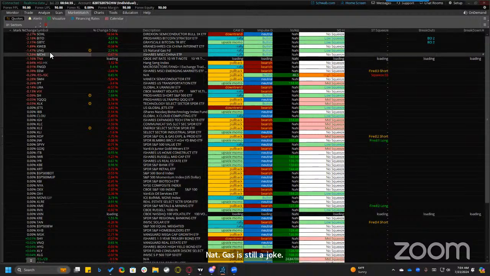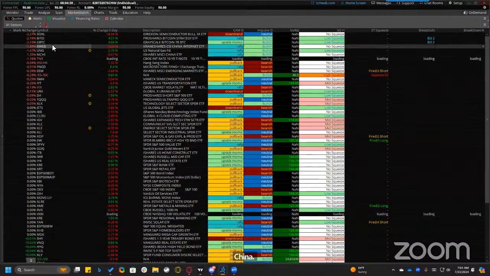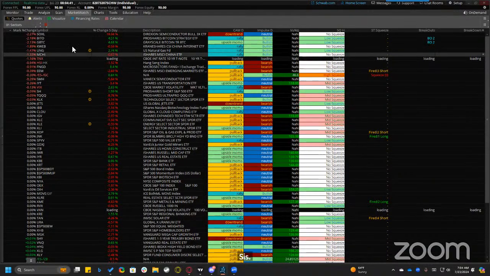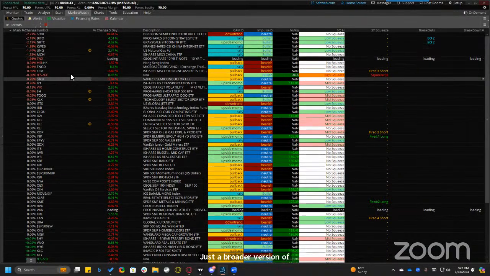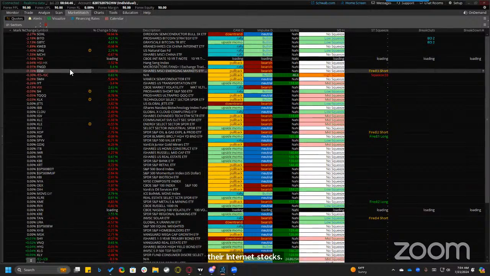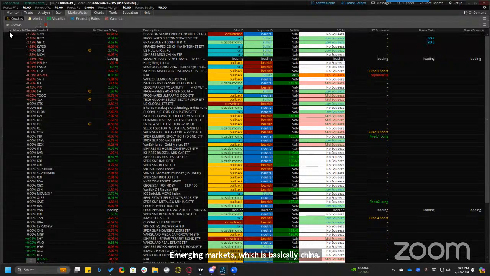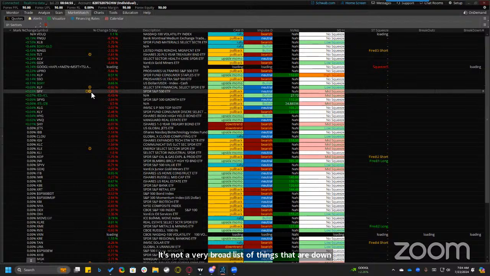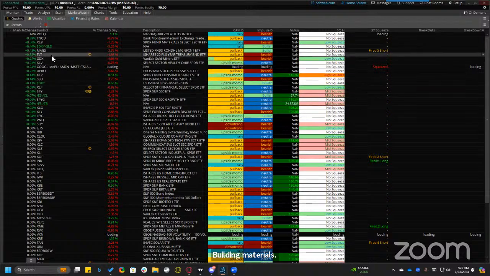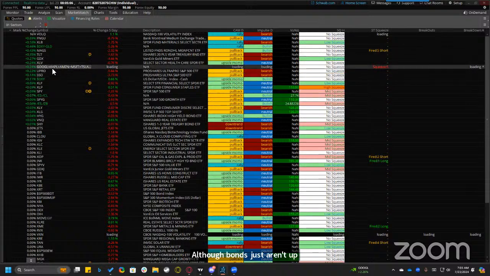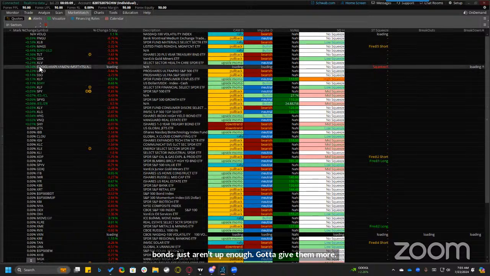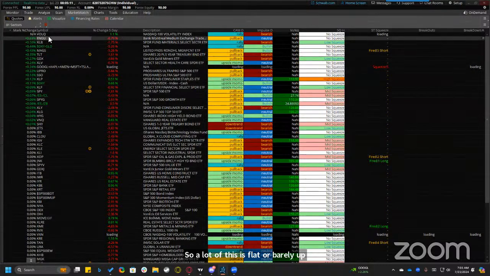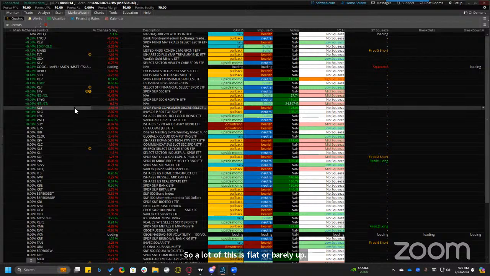China, again, through MCHI, it's just a broader version of China stocks rather than just their internet stocks. Emerging markets, which is basically China. So all that's down. It's not a very broad list of things that are down. On things that are up, the Mag 7, building materials, bonds. Although bonds just aren't up enough, got to give them more. So a lot of this is flat or barely up. But building materials and the Mag 7, they're up.